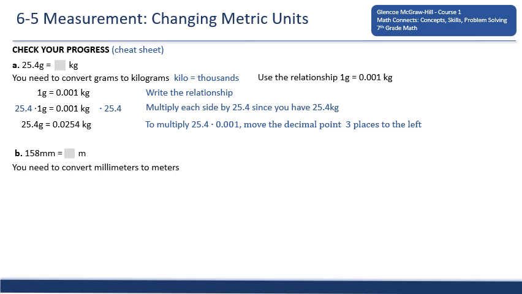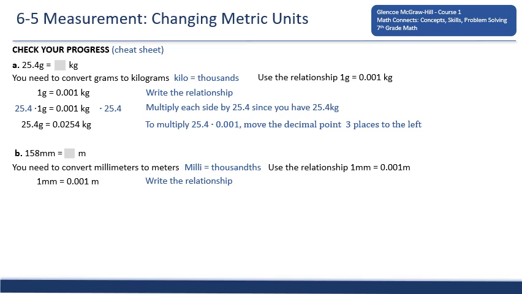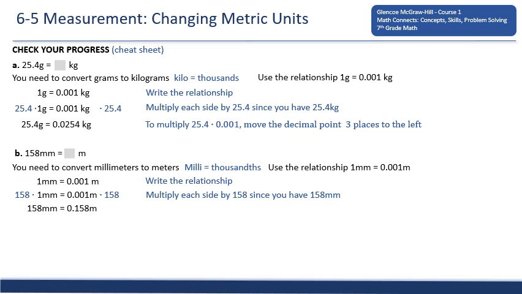158 millimeters equals how many meters? Convert millimeters to meters. Milli equals thousands. And we'll use the relationship 1 millimeter equals 1,000th of a meter. So we have that relationship, and we're going to multiply each side by 158. Since we have 158 millimeters, we get 158 times 1 millimeter, 158 times 1,000th of a meter, and we will get 158 thousandths of a meter.